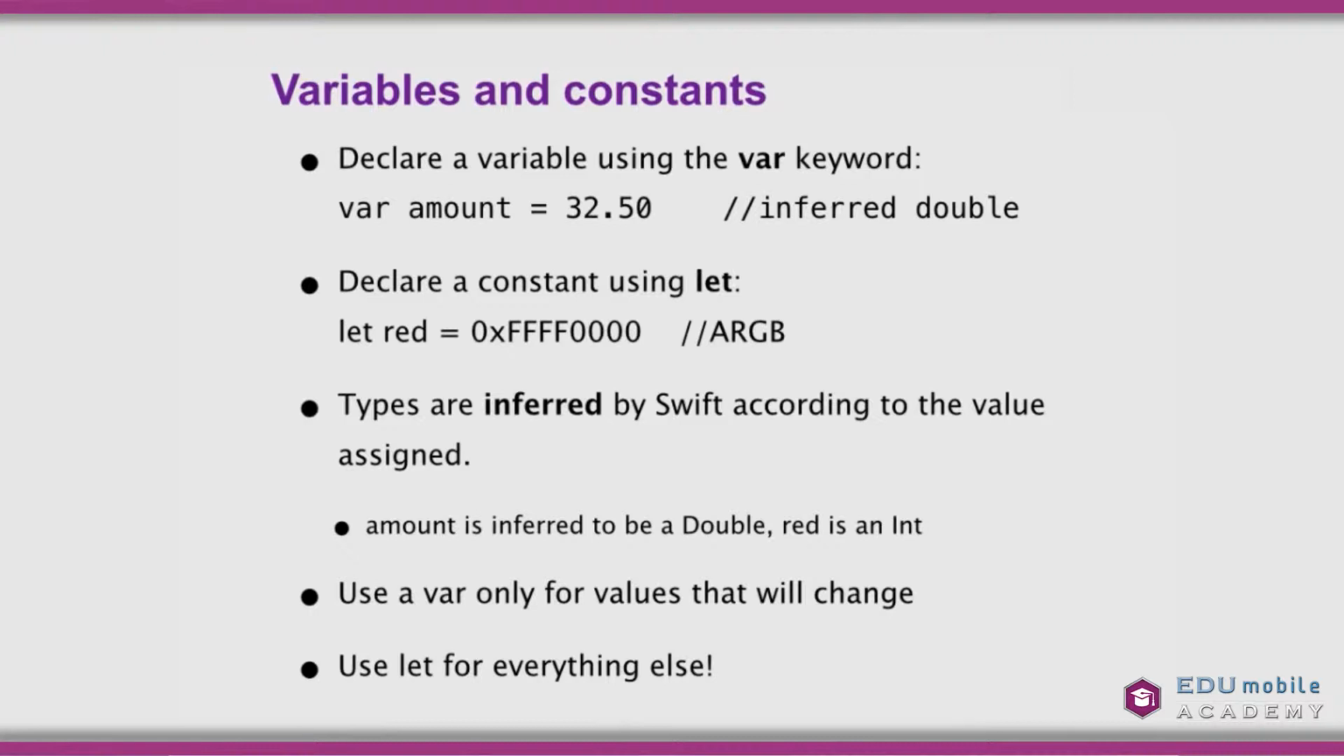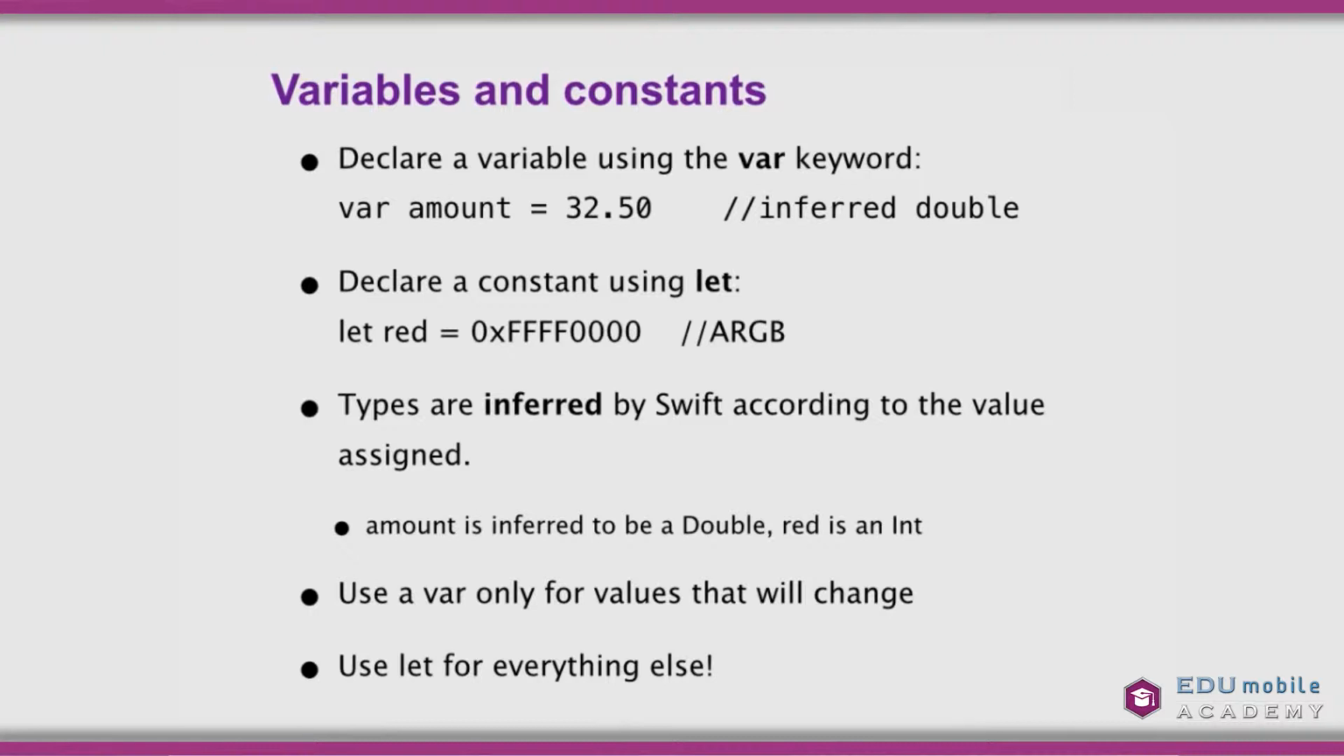So the declaration sees 32.50 and says, it's a double. Why not a float? We'll talk about that here in a minute as well. Numerals are inferred by their value to be either of type int or type double. We can declare a constant using let. So red here is of type int. It's inferred to be type int.